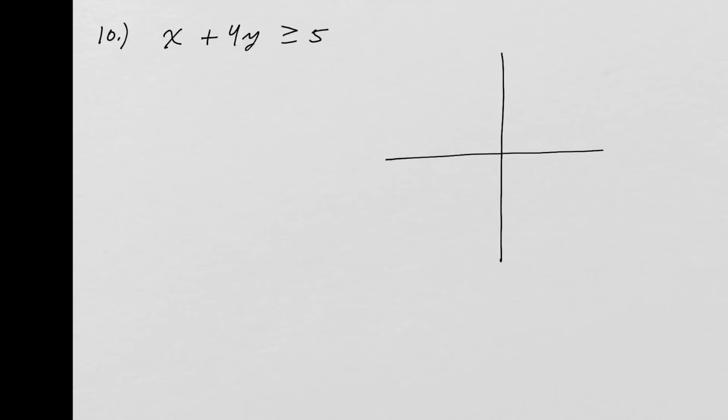Okay, 10. So we want to graph the inequality. Okay. So x plus 4y is greater than or equal to 5. All right, so here's my Cartesian coordinate system.